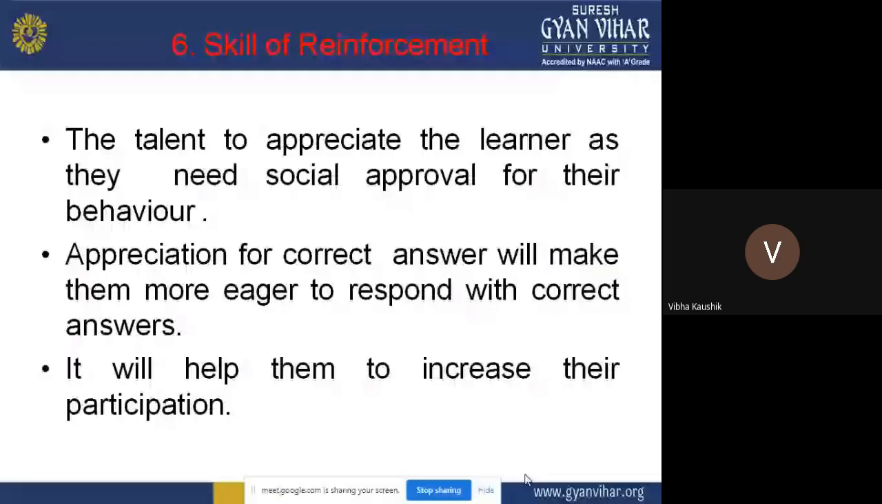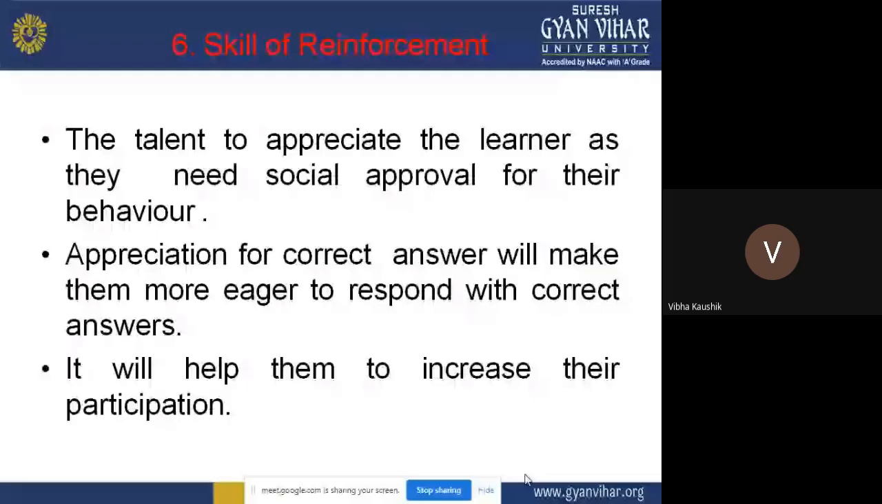Reinforcement means the motivation given by the teacher to the student. It is the time to appreciate the learner, as they need social approval for their learner behavior. Every student needs some appreciation from the teachers or from adults as an approval that this social behavior is correct or not.